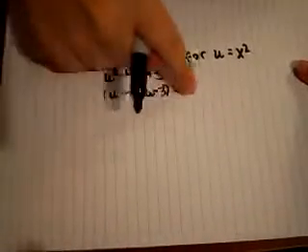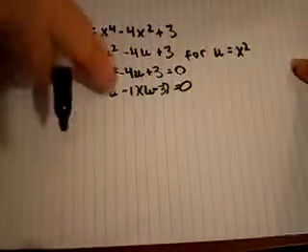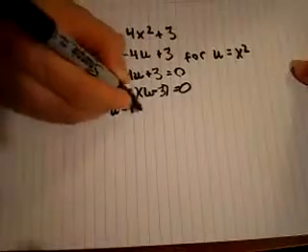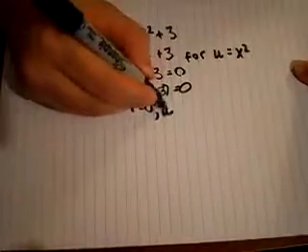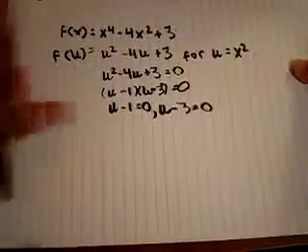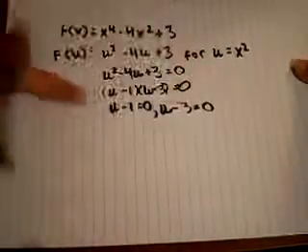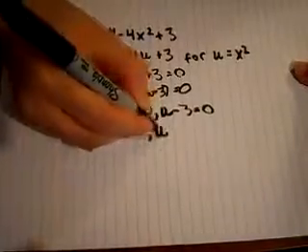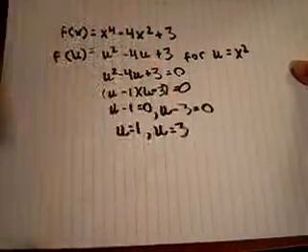So it's already factored now, equal to 0. So you're going to set each factor equal to 0. u minus 1 equals 0. u minus 3 equals 0. Solve for u in this case. u is equal to 1. u is equal to 3.